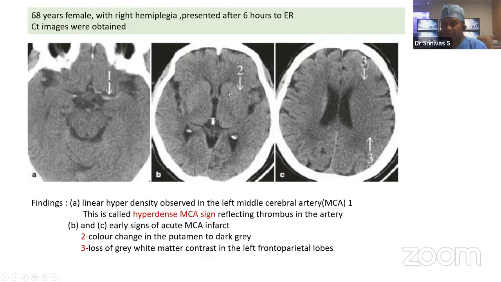And in these 2 and 3, you can see the color change from the surrounding structures. And here you can see that there is less demarcation on this side. The demarcation is blurred here. The demarcation of the white matter and gray matter is good on the other side. So whenever you see loss of demarcation, then you have to suspect an infarct.